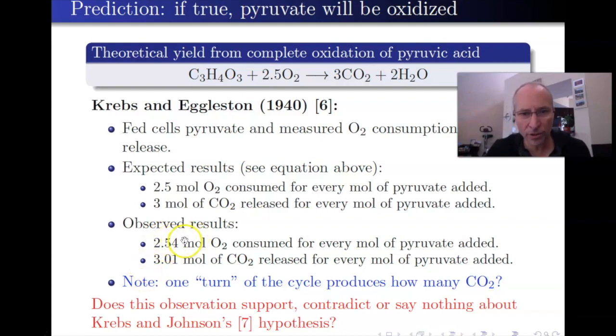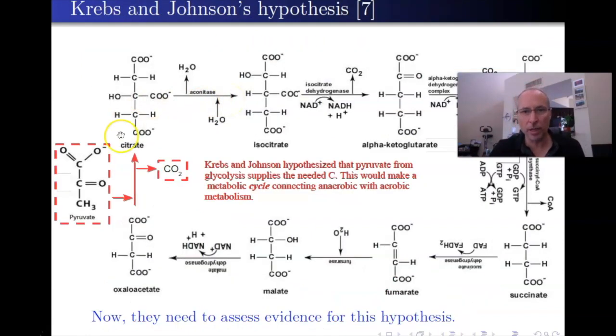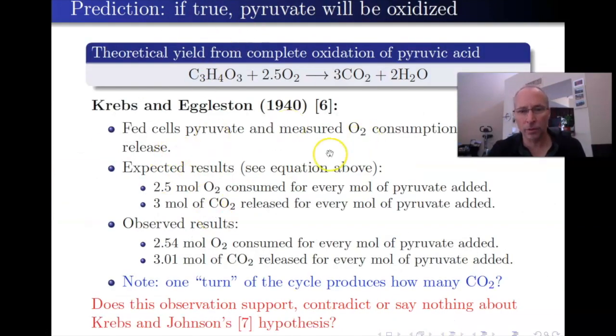And notice how close this is. We're dead on to 1 decimal place, and to 2 decimal places if you round. This is as close an experimental result as you're ever going to get. This is beautiful. The expected and observed results are essentially identical, and that is expected under the hypothesis that the pyruvate is completely oxidized, which it would be if this hypothesis were true. Therefore, these experimental results support the Krebs and Johnson hypothesis.